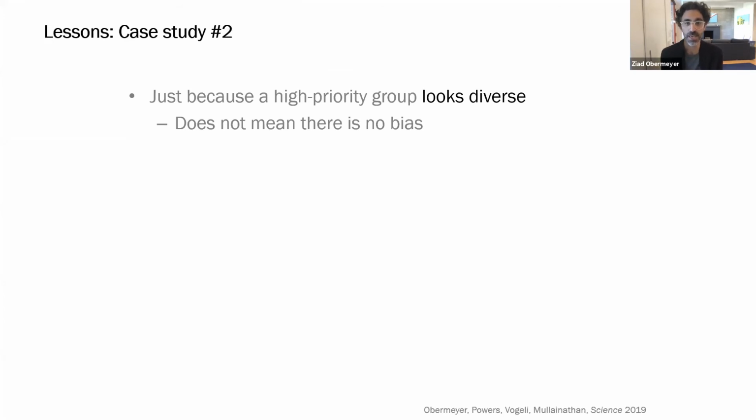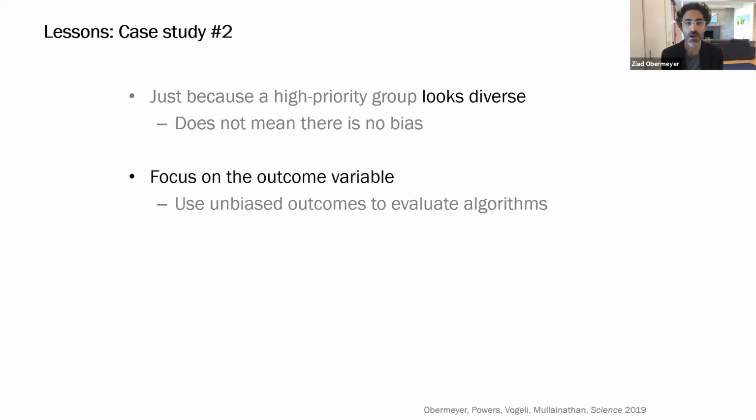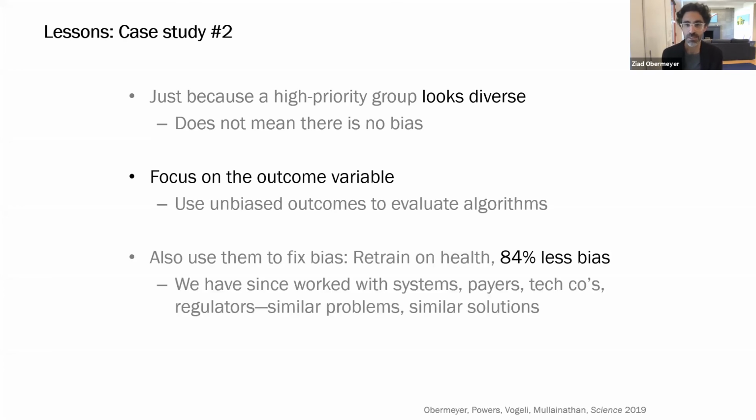Just because a high priority group or any group looks diverse does not mean that there's no bias. And the lesson, once again here, is to really focus on the outcome variable. Use a measure of health needs, not health costs, to evaluate the algorithms. And that, critically for algorithms, is also the key to fixing the bias in them.